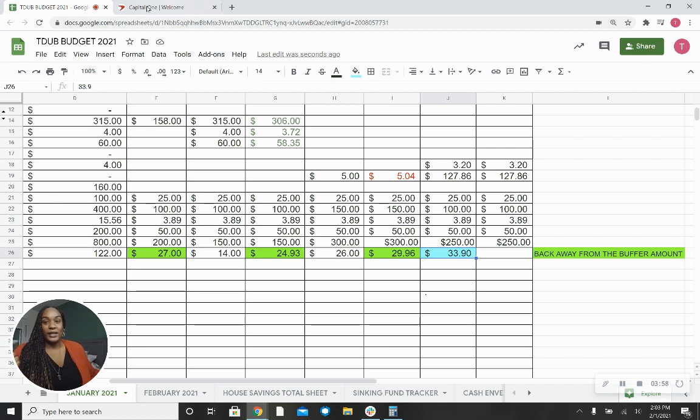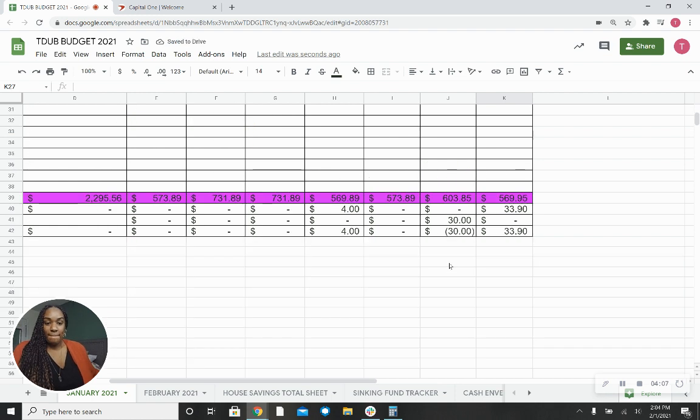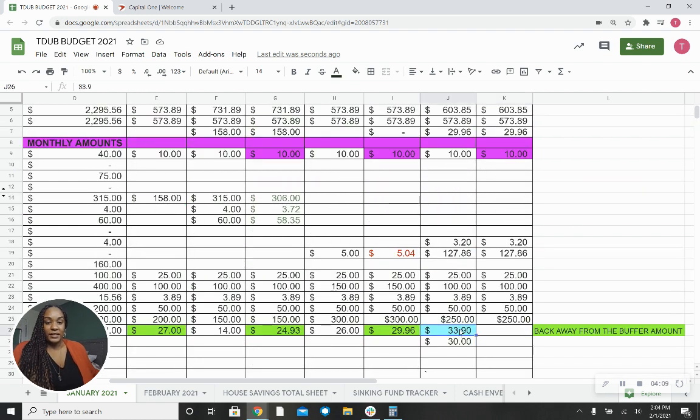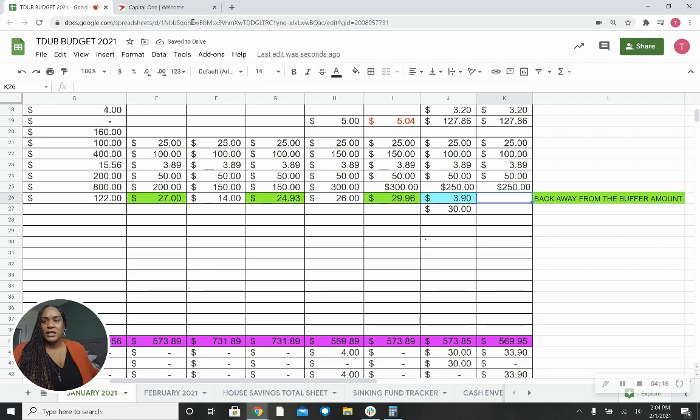So either way, though, I need to put that. I took the $30 out. So it's our first random expense of the month. And that's $30, leaving us with just $3.90. I'm sorry, $3.99? No, $3.90.